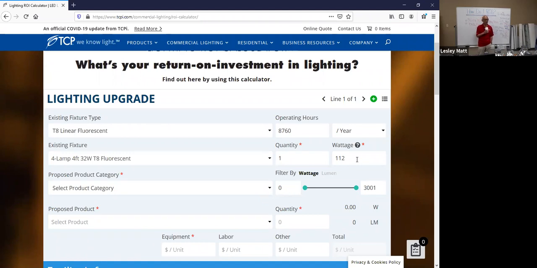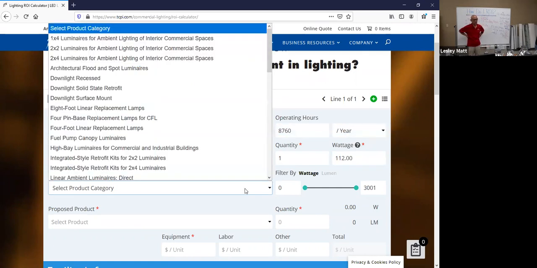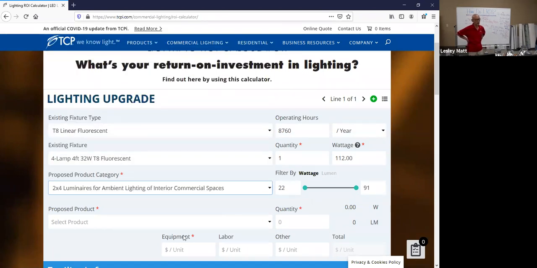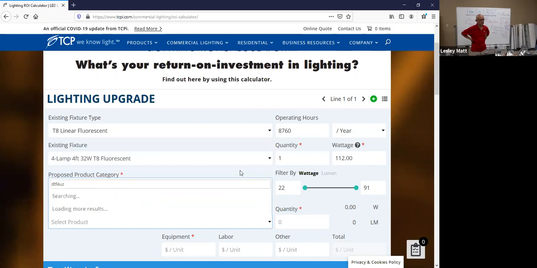And as mentioned, we're getting super accurate here, because this is telling me not only the lamp wattage, but it's also factoring in what the ballast would pull as well. So if you get lost along the way, this wattage used includes the wattage plus the ballast. Correct. So for my proposed product, I'm going to switch it with a 2x4, and then I'm going to select the DTF4 UZD.